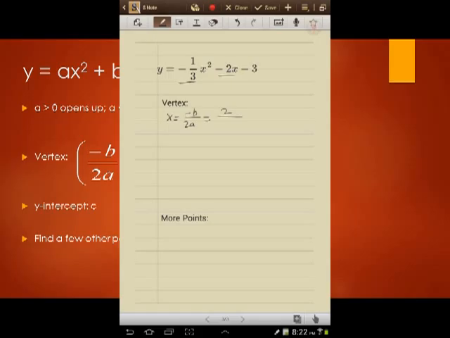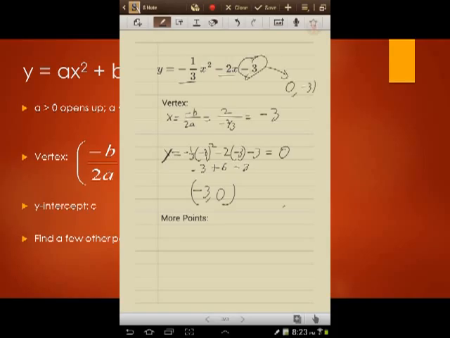a is negative 1/3, so 2 times a is negative 2/3, which comes to be negative 3 if you plug that in. The y-coordinate. Negative 1/3, negative 3 squared minus 2 times negative 3 minus 3 equals 0. Which is interesting because this gives me the point 0, negative 3.